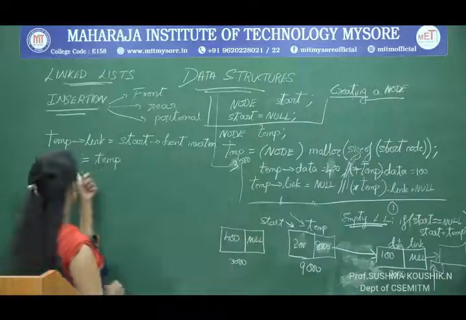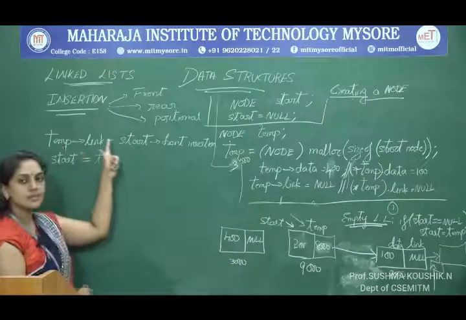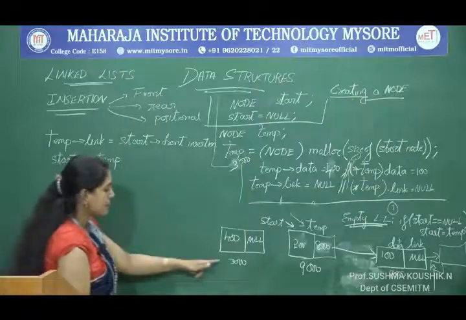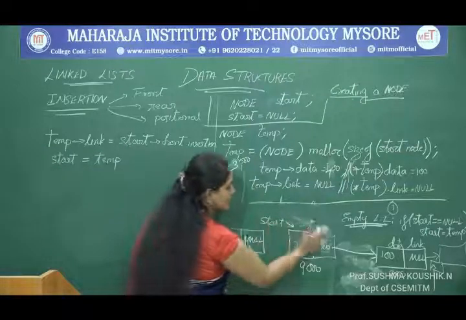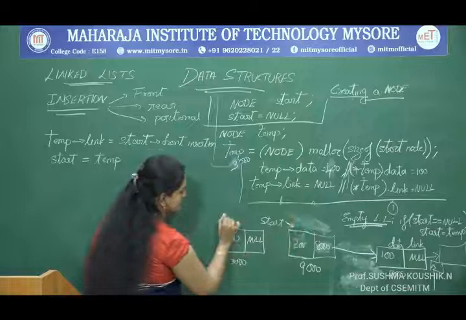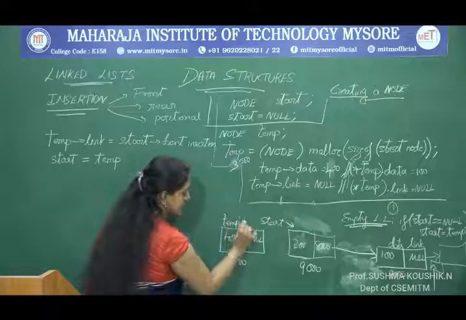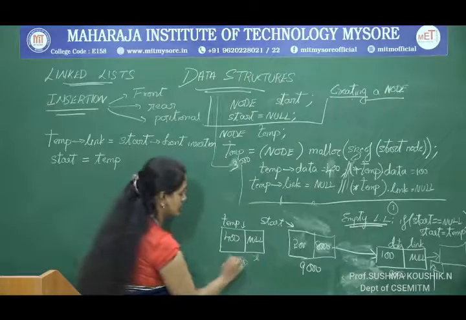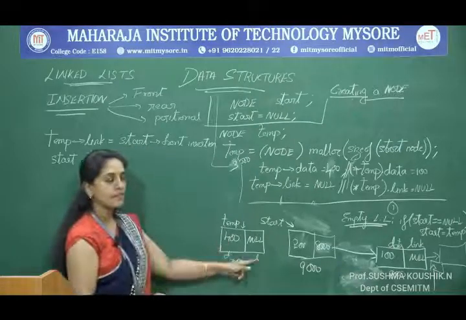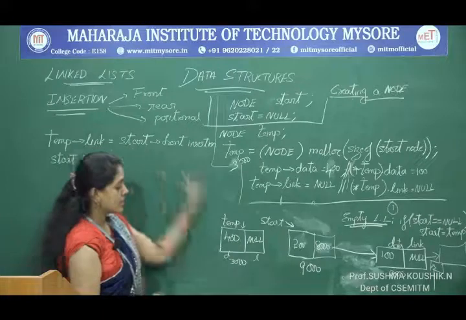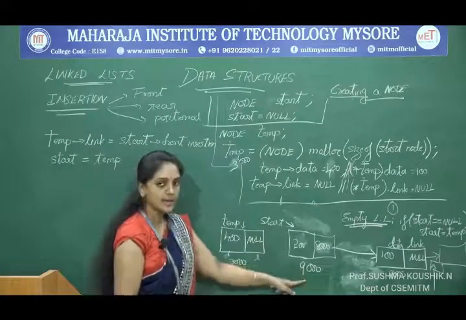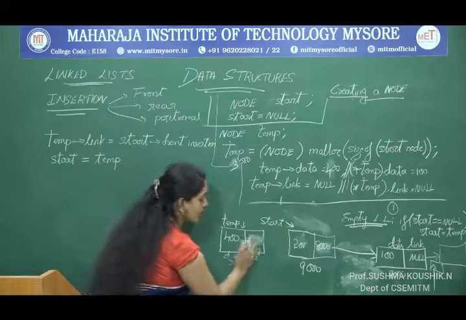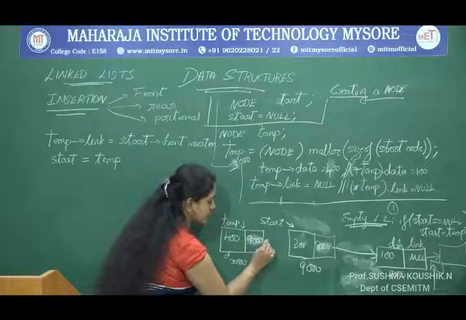So we come to this point and make temp of link equal to start. This is the temp. No more is temp pointing here. Temp of link, this is the link field and data field. Temp of link is equal to start. What did start have so far? 9000. So temp of link will become start.